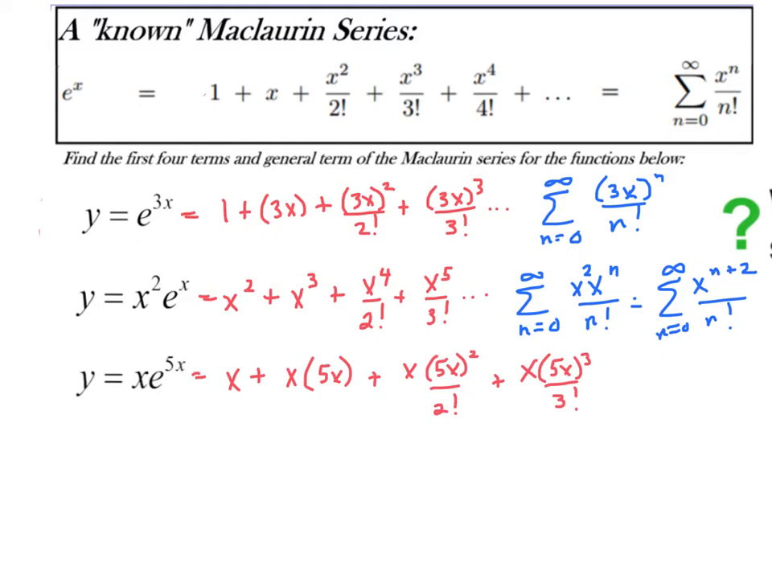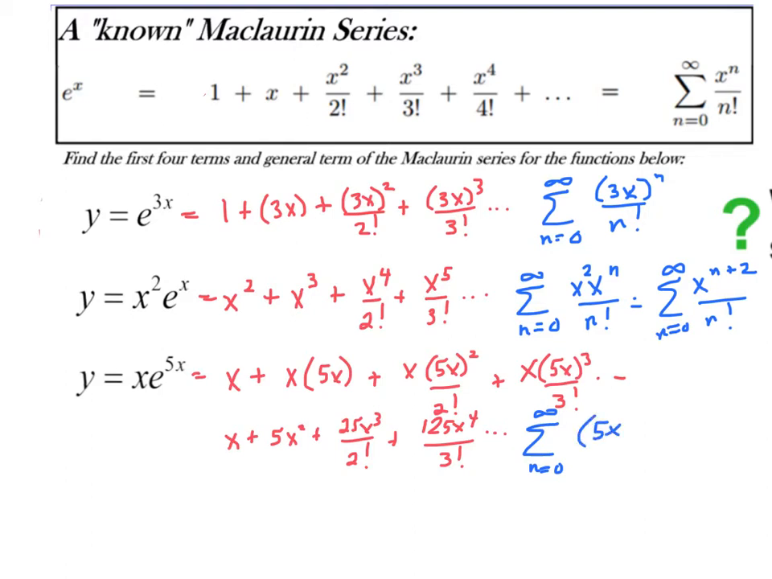So again, we could clean this up quite a bit. We'd have x plus 5x squared plus, let's see, 25x squared times x, so 25x cubed over 2 factorial, plus 5 cubed, so 125x to the 4th over 3 factorial. Boom, boom, boom. Those are our terms. And our general series, well, I would just go back to my original and say, instead of x to the n, I had 5x.